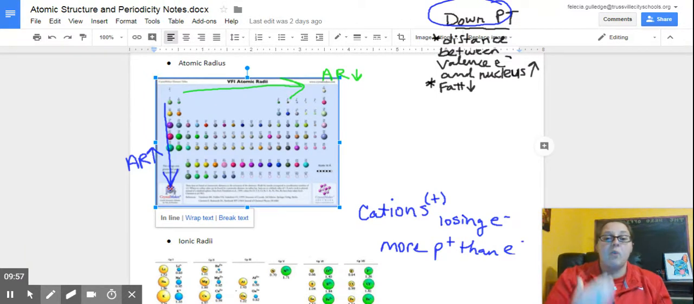We have to justify why. Well, the reason why: I'm losing electrons, so that means I have more protons than electrons. If I have more protons than electrons, my force of attraction increases. And if my force of attraction increases, those electrons are held more tightly. Therefore, you get a smaller ionic radius.